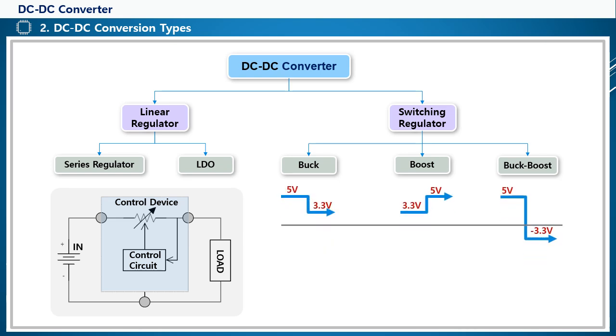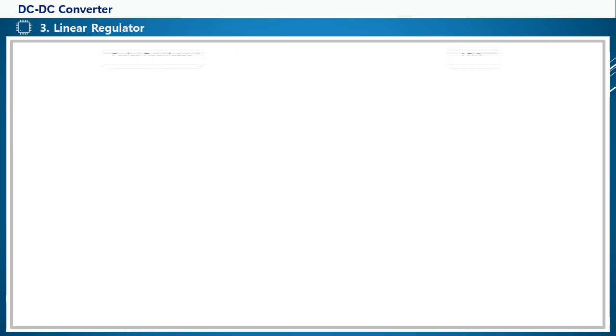The step-down method that generates a voltage lower than the input is called buck. The step-up method that generates a voltage higher than the input is called boost. And the method that generates a negative voltage is called buck-boost. In this way, switching regulators can obtain various output voltages and are more efficient than linear methods. Let's take a closer look at the series regulators and LDO in linear regulators.